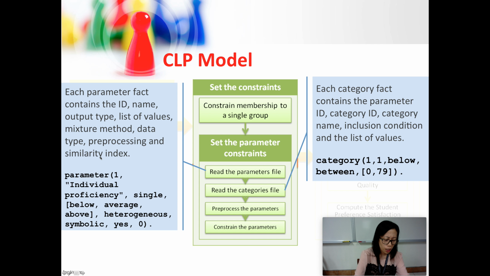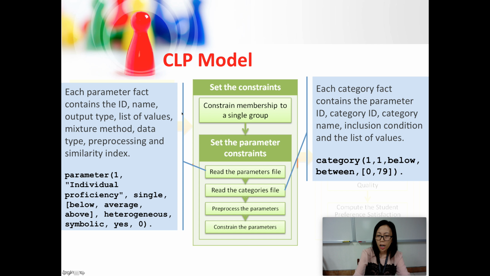Now, pre-processed parameters will be categorized, meaning those parameters which were indicated with a yes for pre-processing will be categorized and in effect will get new values. Now, why do we need to do pre-processing? The pre-processing was included to ease constraint solving. Since there are some parameters with a lot of values, it would make setting the constraints very difficult. So to ease constraint solving, we included the pre-processing.